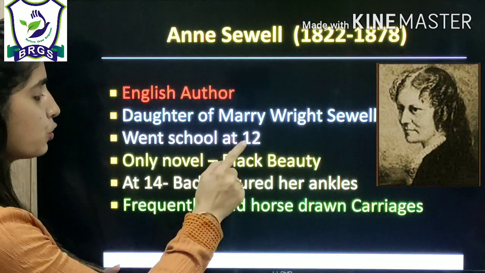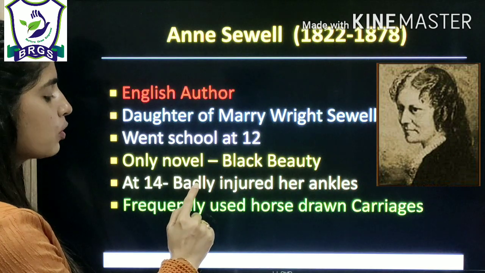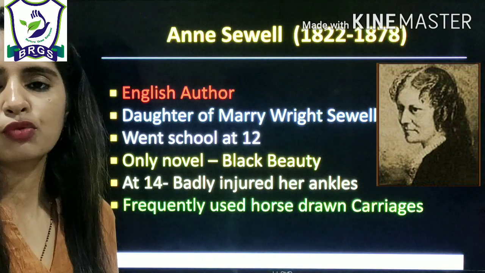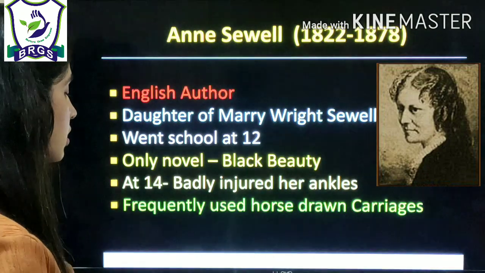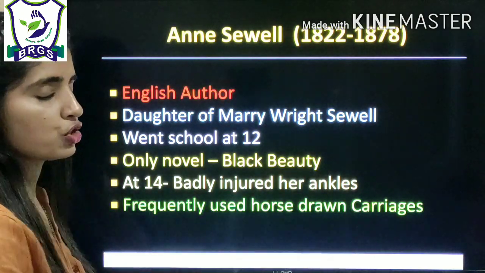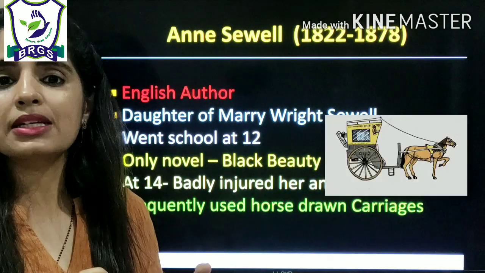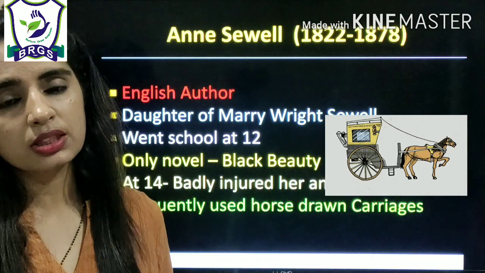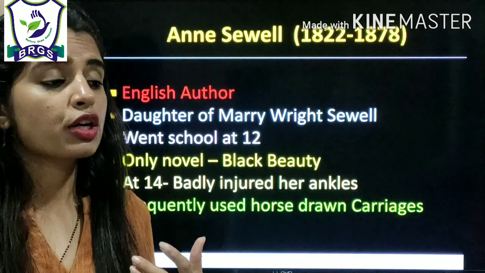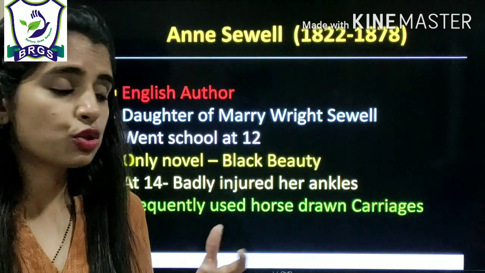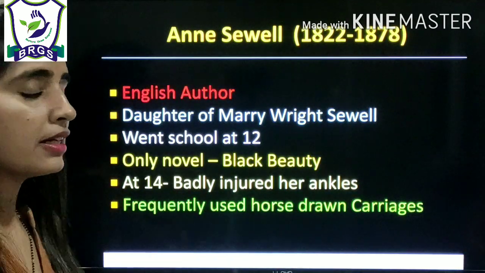But after 2 years, when she was 14 years old, she badly injured her foot ankle. So she was not able to walk even, and frequently used horse-drawn carriages. So she was using horse carriages, the buggy type, so that she can go to market to buy something, or if she wanted to go somewhere, she used horse-drawn carriages. Now this was all about Annie Sewell.